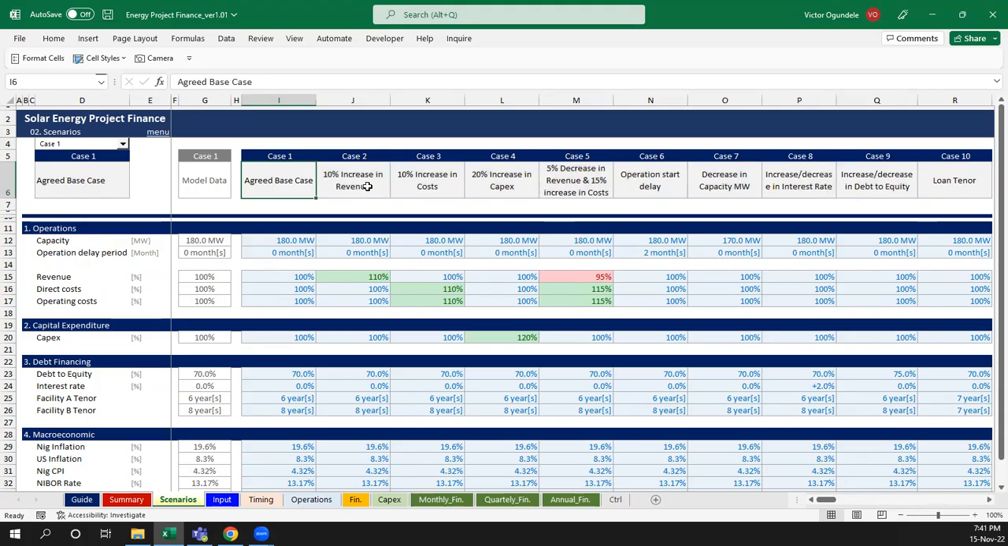Everything being equal, we are saying if there's a 10% increase in revenue, which means that will become 110, right? A 10% increase in costs, every other thing being equal. Just come here and say 10%, that will become 110%. Operating cost 110. You're saying a 20% increase in our capex, every other thing being equal. You can see the capex increase significantly. So we just created that mega scenario here.